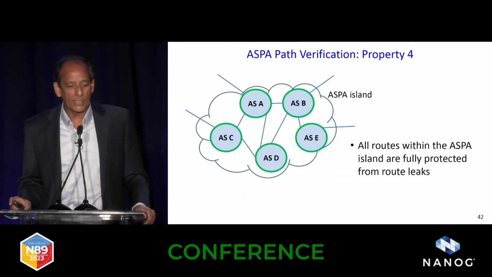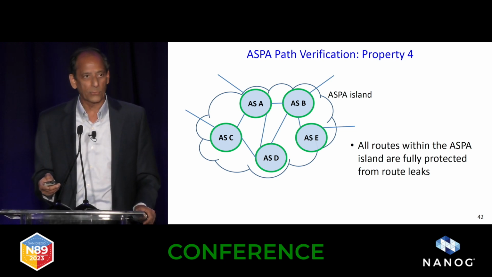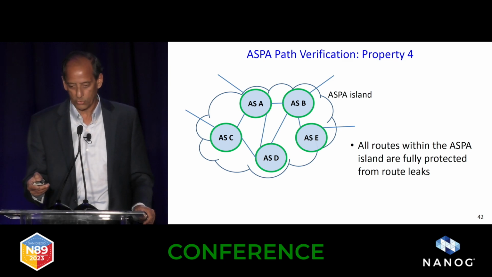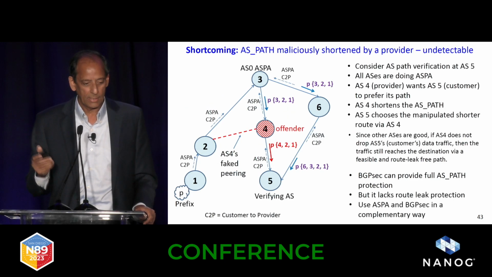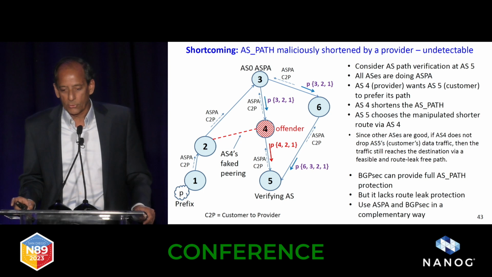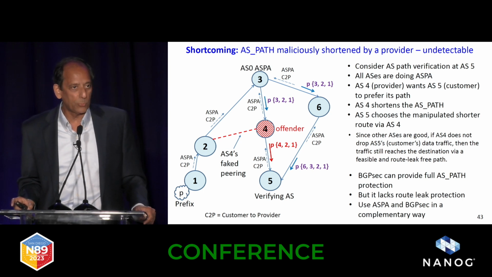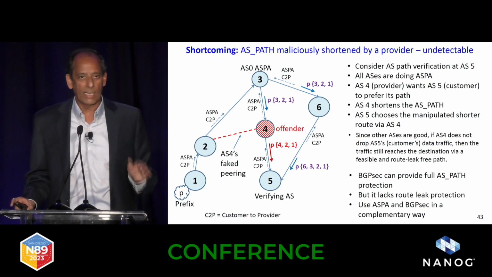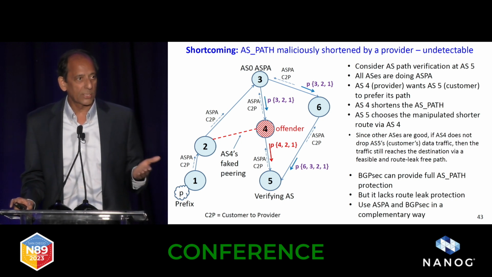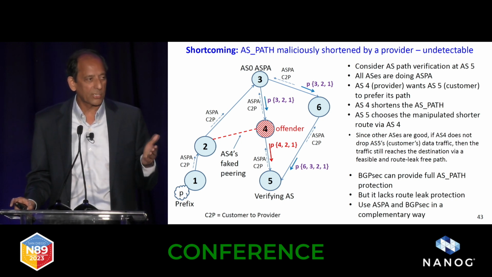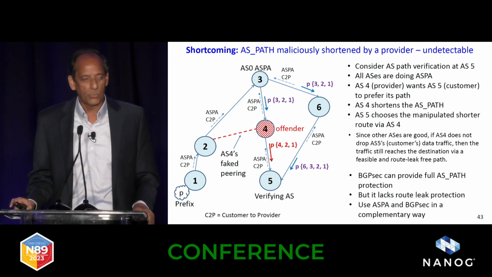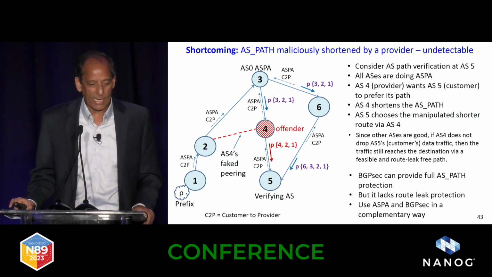And if we have an ASPA island, then naturally any route that is propagated within the island would be free of route leaks, because every AS is doing ASPA validation and route leak detection. This is my final slide. I have been talking about path manipulations, and ASPA addresses path manipulations partially, but not fully. BGPsec would be the way to tackle that.